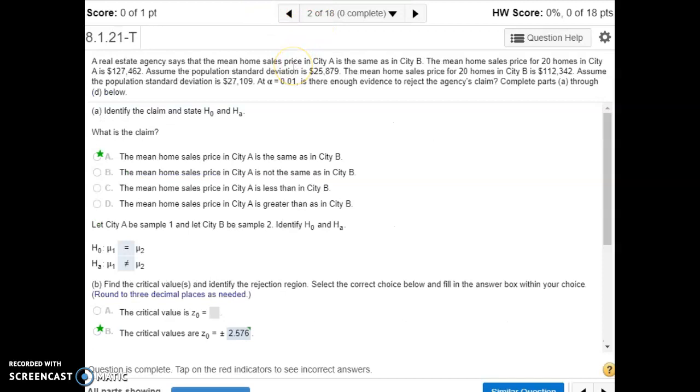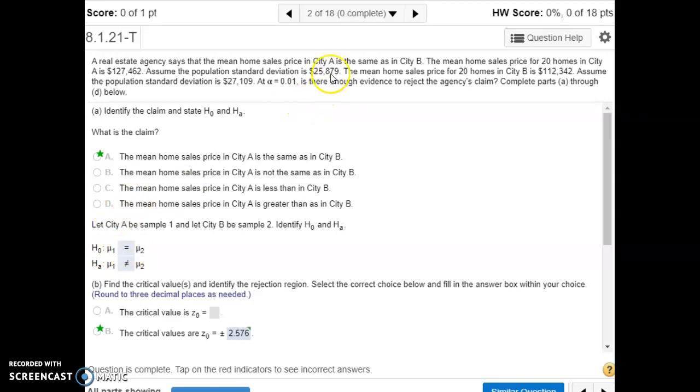Number 2 is similar to number 1, so I'll go through it a little bit quicker. Our claim here is that the mean home sale price from city A is the same, it's equal to the mean home sale price from city B. So that's our claim. The statement of equality is always going to be the null hypothesis, so the two means being equal to each other, that's our null. Our alternative then is the complement, not equal to. So again, like with number 1, our null hypothesis is our claim.